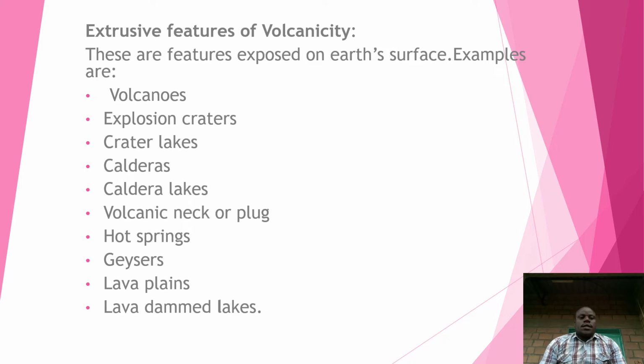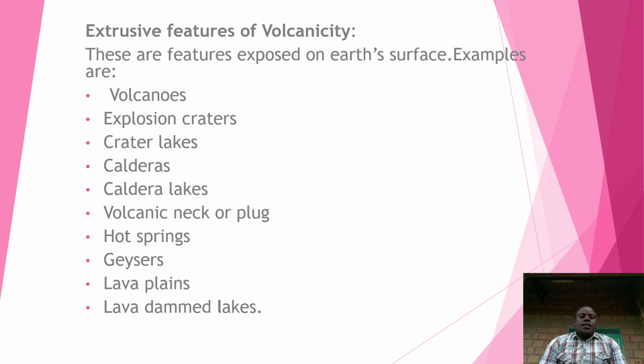Okay, welcome class to lesson 1. It's about exclusive features of volcanicity. These are features which are exposed on Earth's surface. They are formed on Earth's surface. They are external landforms.